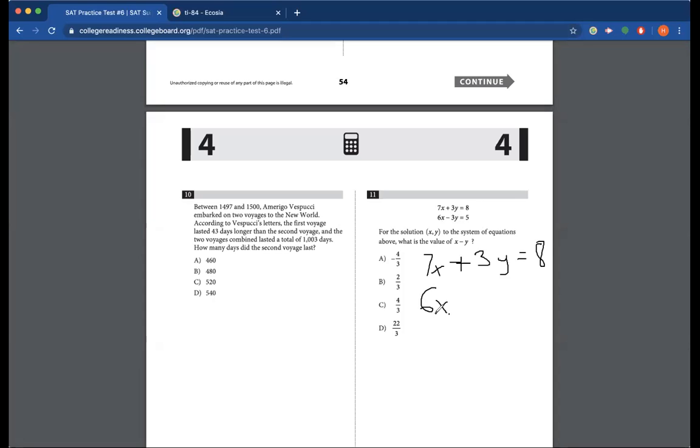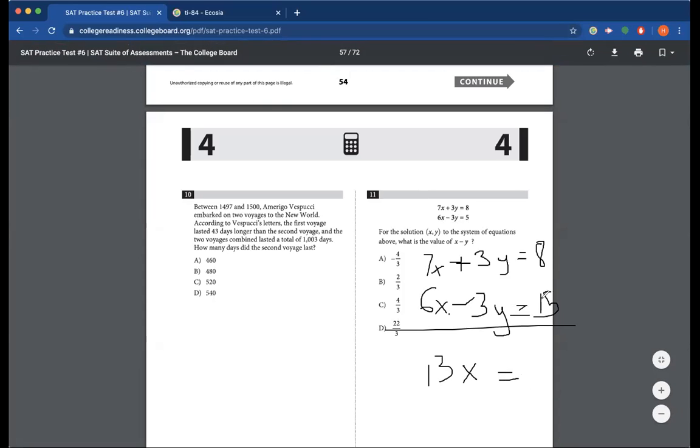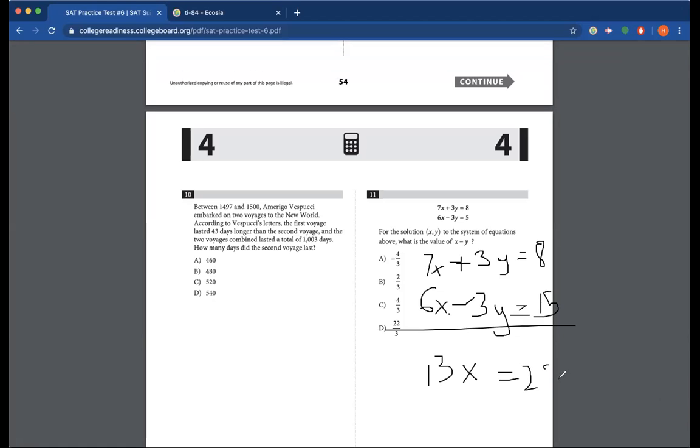I'm just going to add the two equations together. I'm going to make it 13x. Like these questions with a calculator, I could do that because I have those calculators. Let's see. I'll do it some other time.